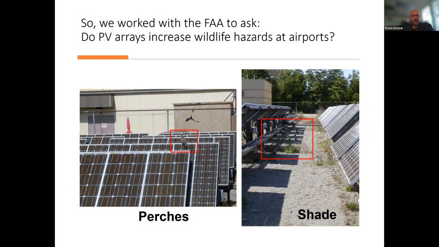We worked with the FAA to ask, do photovoltaic arrays increase wildlife hazards at airports? And there was reason to think this could be a potential issue because photovoltaic arrays provide perches, they provide shade, and those are two things that are quite often in short supply at airports.